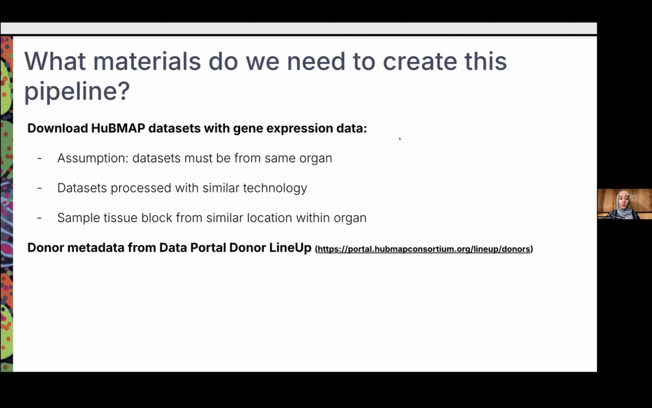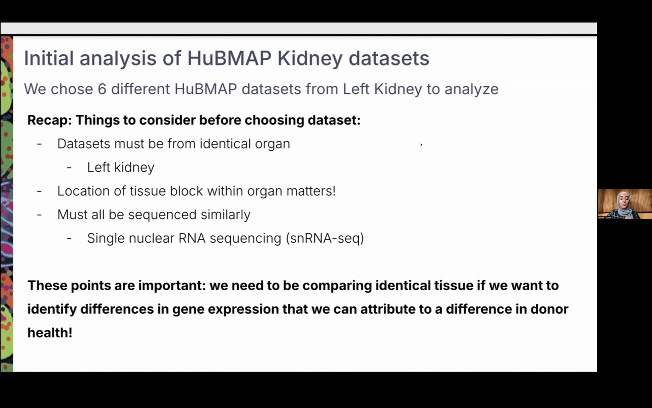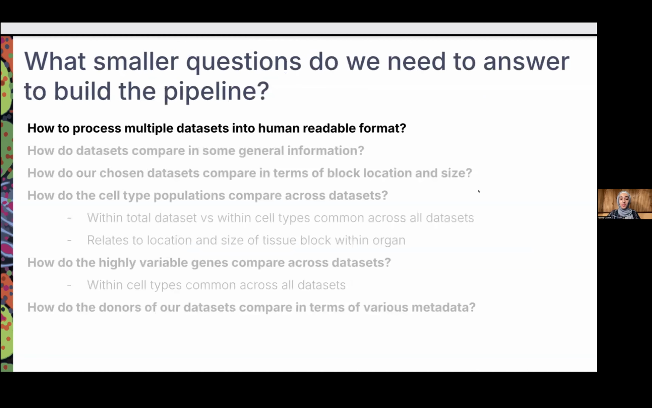We need to download HuBMAP datasets with gene expression data. The HuBMAP datasets must be from the same organ, they must be processed with similar technology, and the sample tissue block must come from a similar location within the organ so that they won't vary too much. We also need donor metadata from the data portal donor lineup in the HuBMAP data portal. So to start off, we chose 6 different HuBMAP datasets from the left kidney to analyze. As I said, these were all from the left kidney, and they were sequenced using single nuclear RNA sequencing.